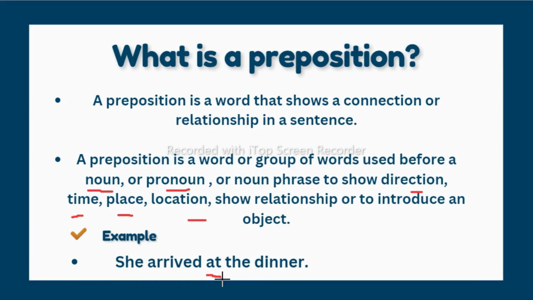At is a preposition. So here it's showing the relationship between "she arrived" and "the dinner". Here this is the pronoun, this is the verb, and this is the object. So it's showing the relationship with the dinner here, and also she arrived.